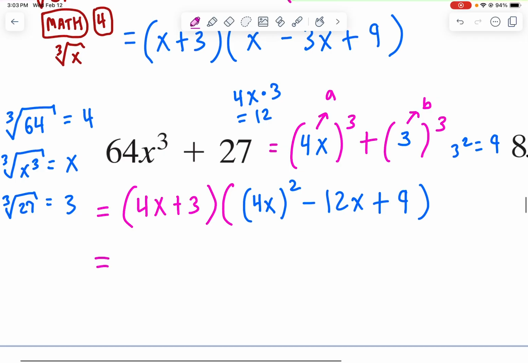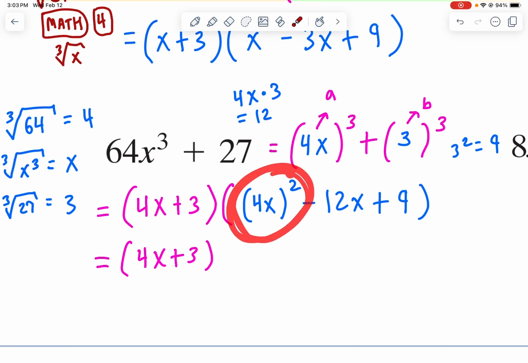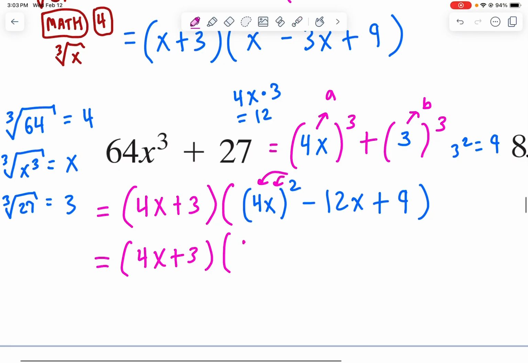All right, so here we get to simplify it just a little more. If you look at this piece, this is really the most important piece. We have to be able to distribute the exponent into each piece. So here we'll get 4 squared. 4 squared is 16, x squared, minus 12x plus 9.